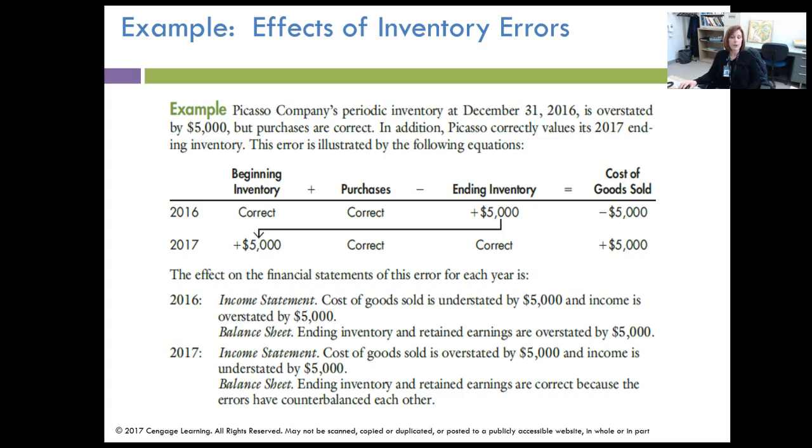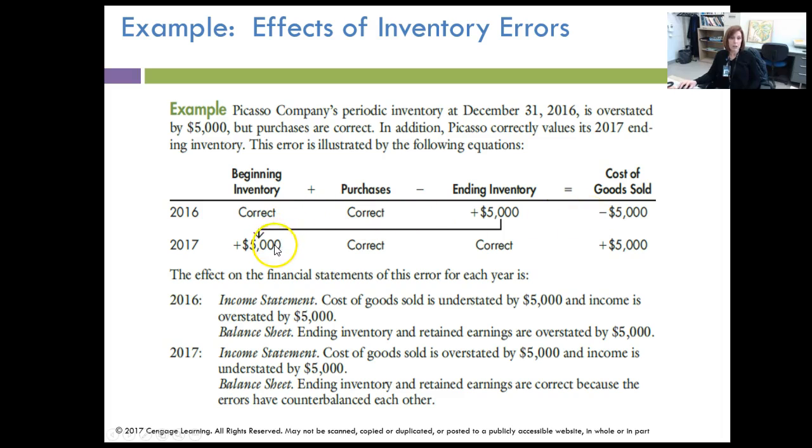Now we've got Picasso Company's periodic inventory at December 31st overstated by $5,000, but the purchases are correct. And Picasso correctly values its 2017 ending year inventory. And so this shows beginning inventory correct, purchases correct, ending inventory is up by $5,000, so the cost of goods sold is down by $5,000.